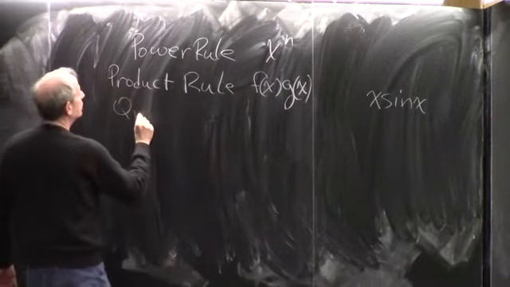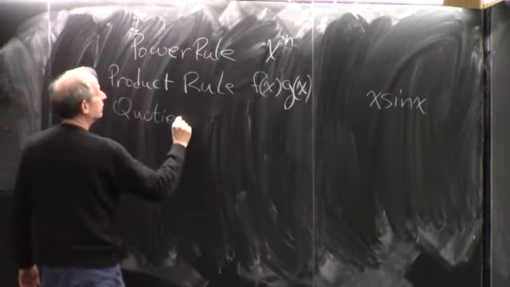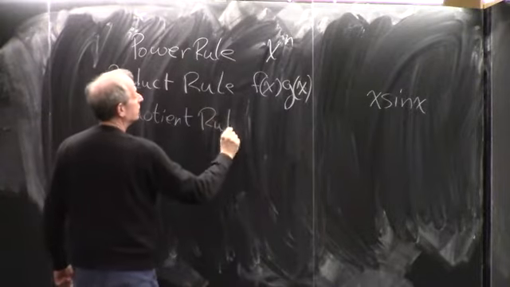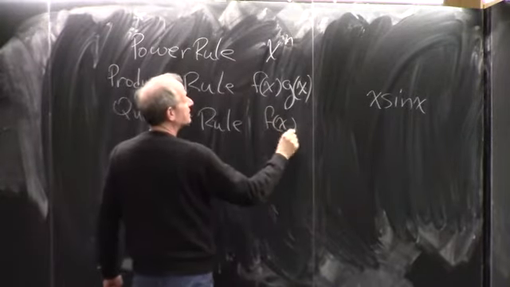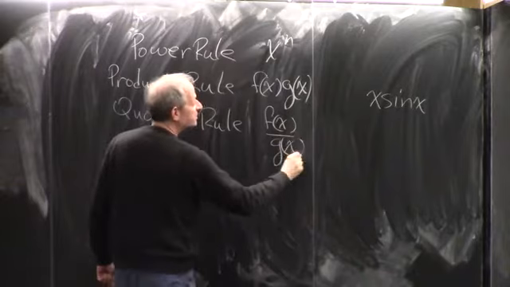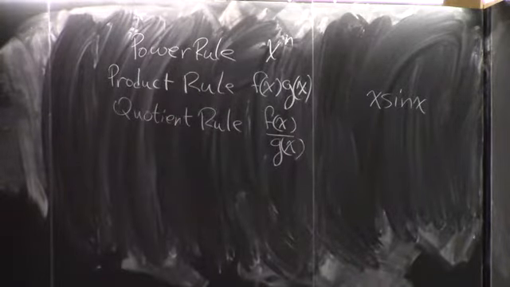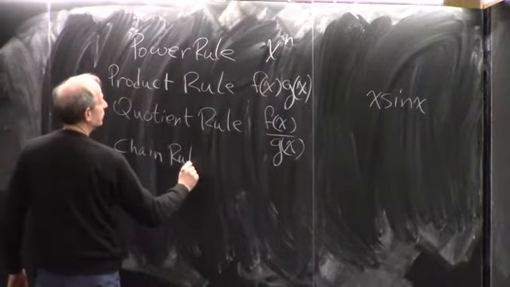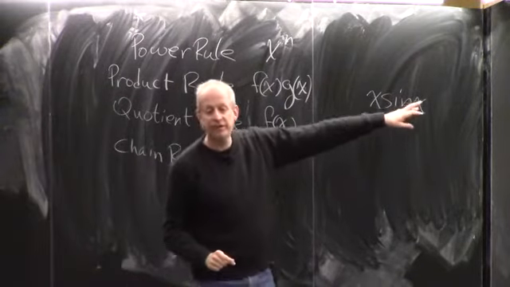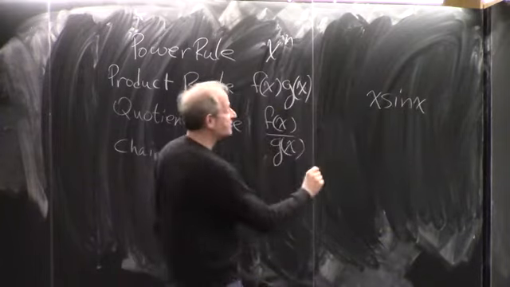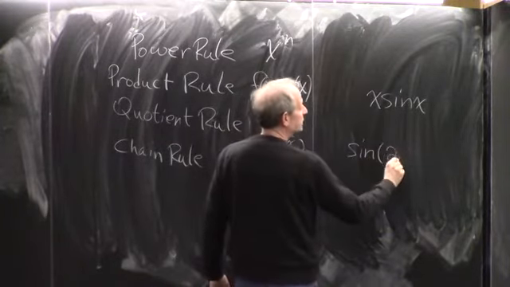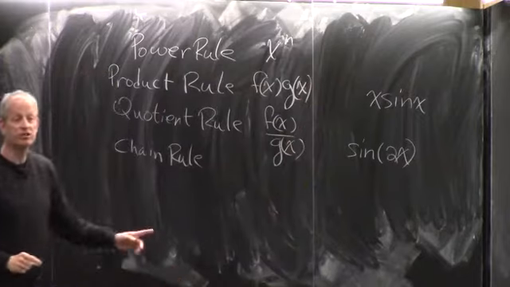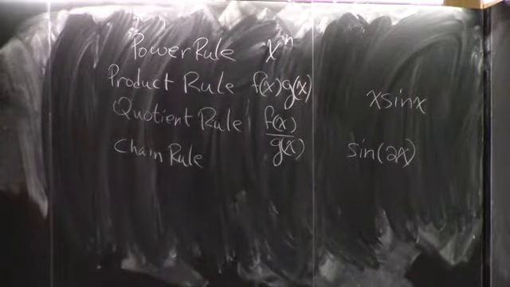Quotient rule. That's f of x over g of x. That's the low d high minus high d low over low squared rule. Chain rule. Pretty much everything is the chain rule, unless you just have x. Remember, if you have sine of 2x, chain rule, because that's the cosine of 2x times 2.